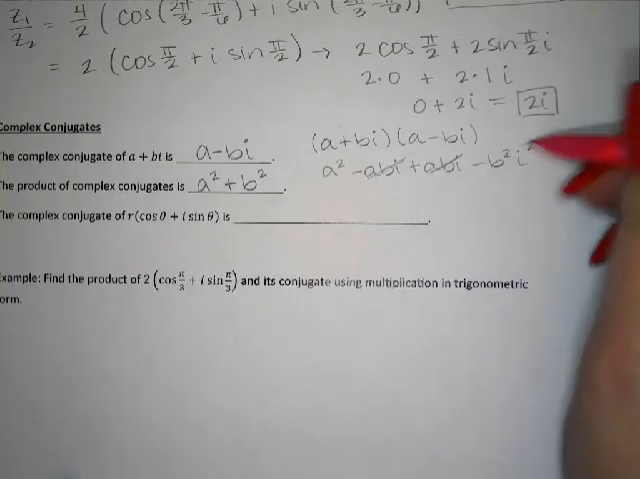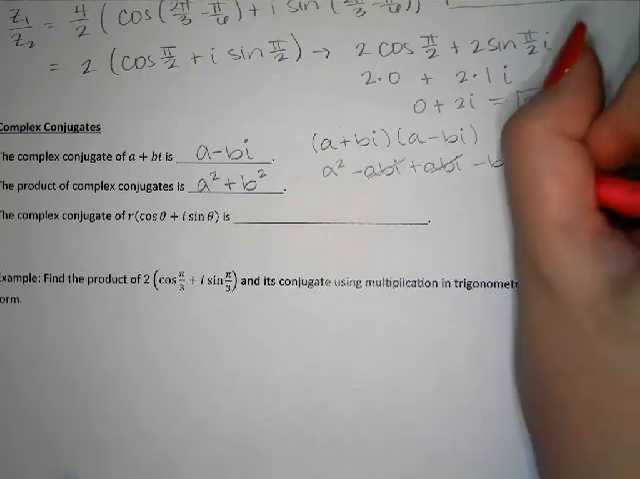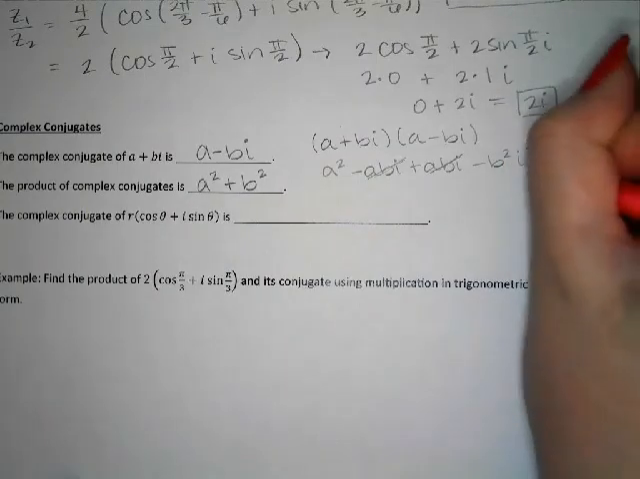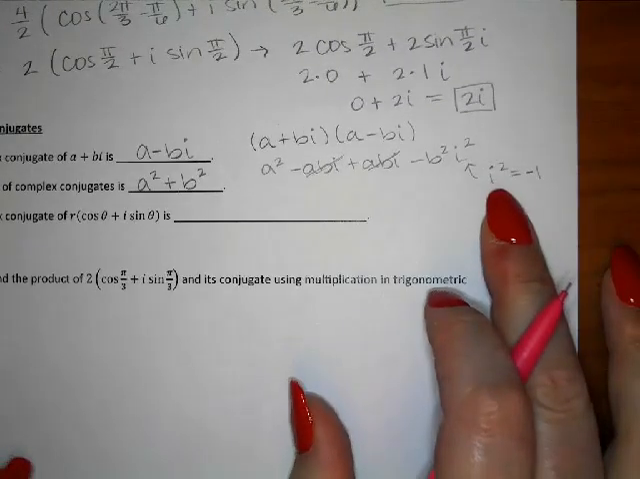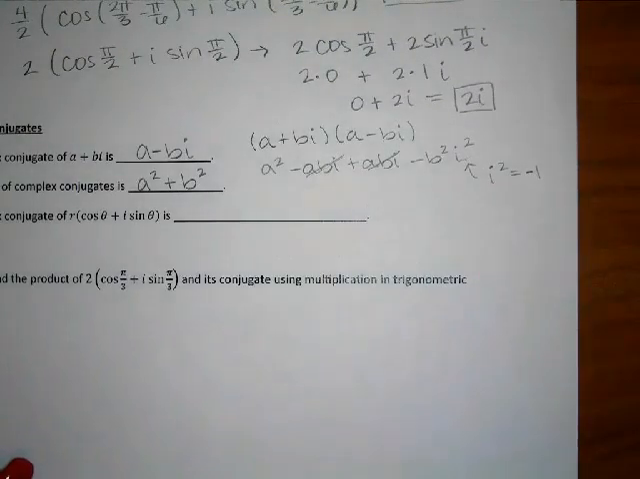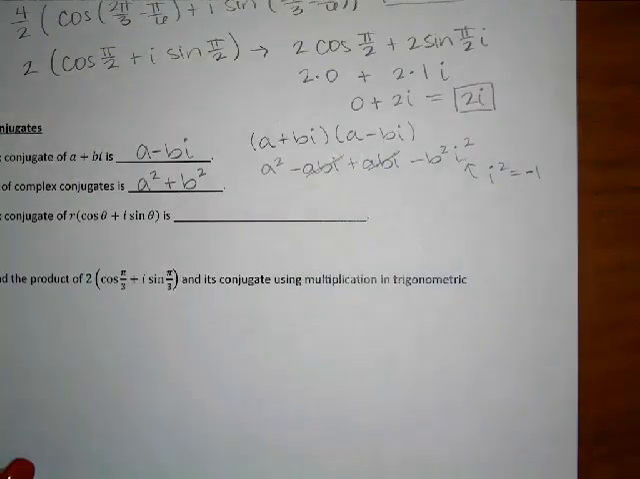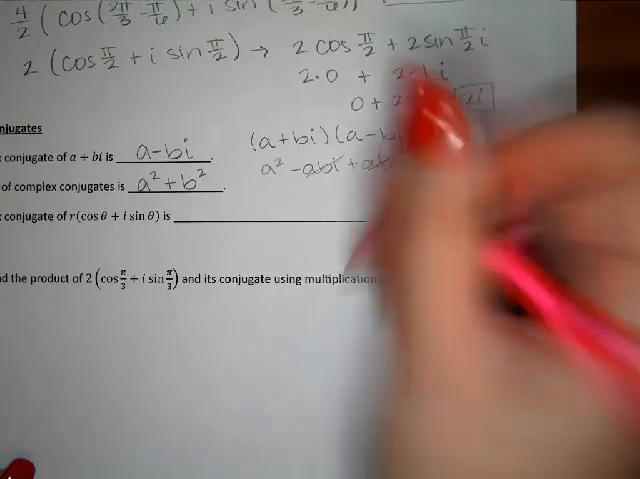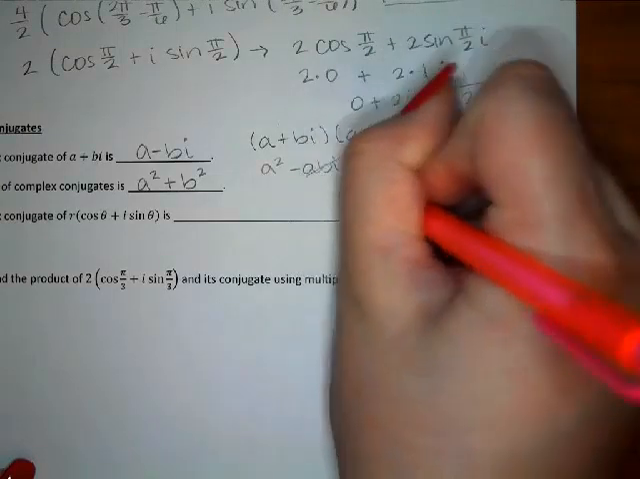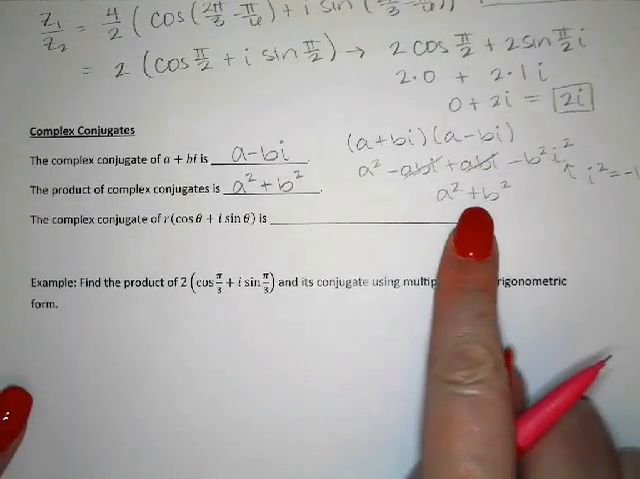So I think I mentioned at the beginning of the video that i is the square root of negative 1. i squared is negative 1. So this is negative b squared times negative 1, which makes this a squared plus b squared. And what you'll notice is that if you take a complex number and multiply it by its conjugate, you get a squared plus b squared, which is a real number. There's no imaginary portion anymore.